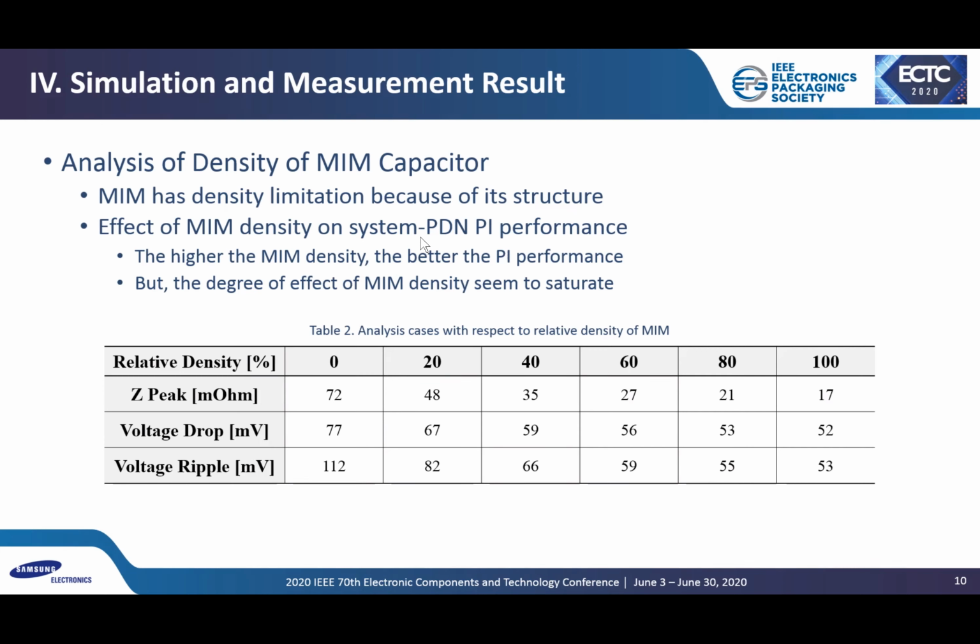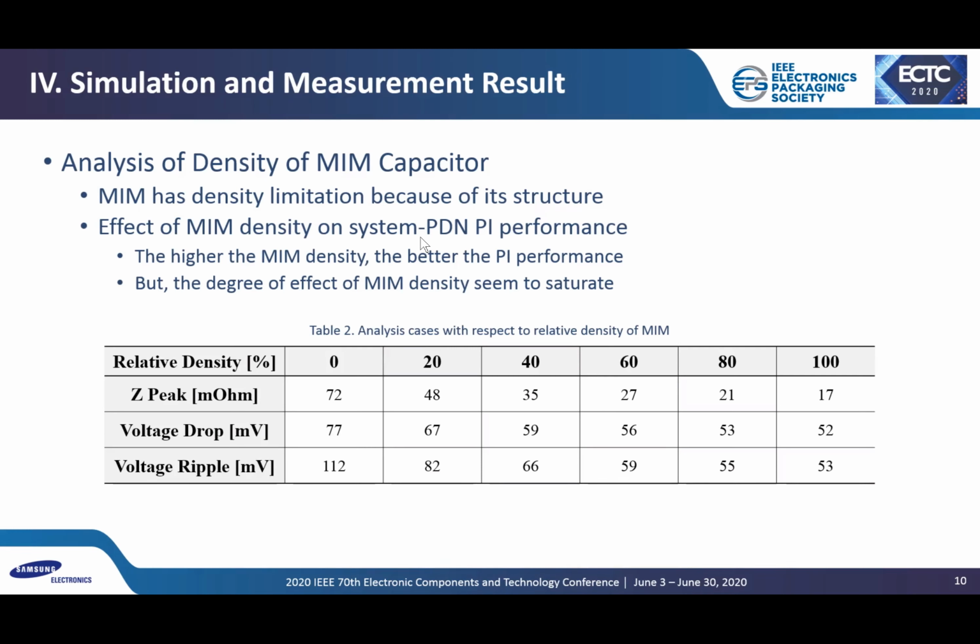As shown in Figure 4, the MIM has to be connected to the power and ground mesh through vias, which leads to a density problem in that it cannot cover the entire chip area. So we analyzed the effect of MIM density on PI performance. For the analysis, the relative MIM density is based on the chip area and swept at 20% intervals from 0% to 100%.